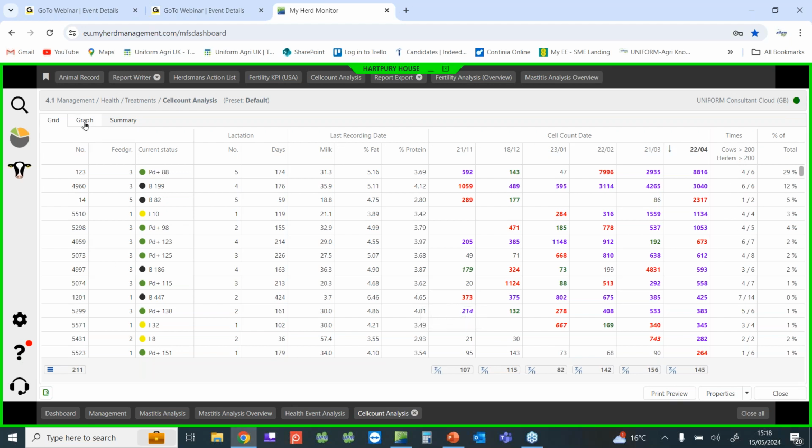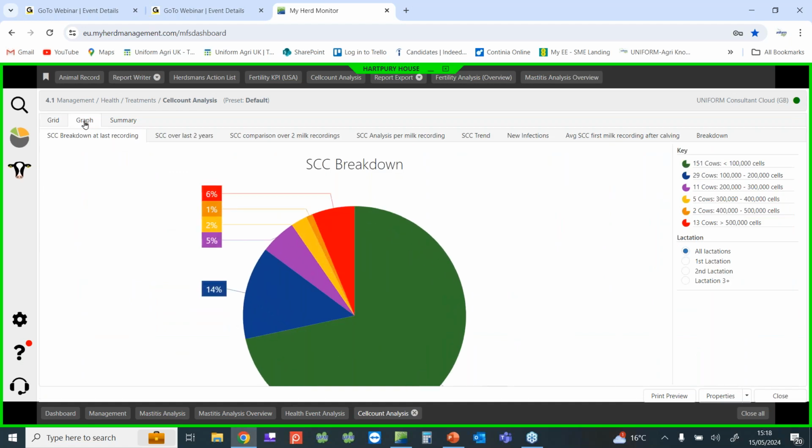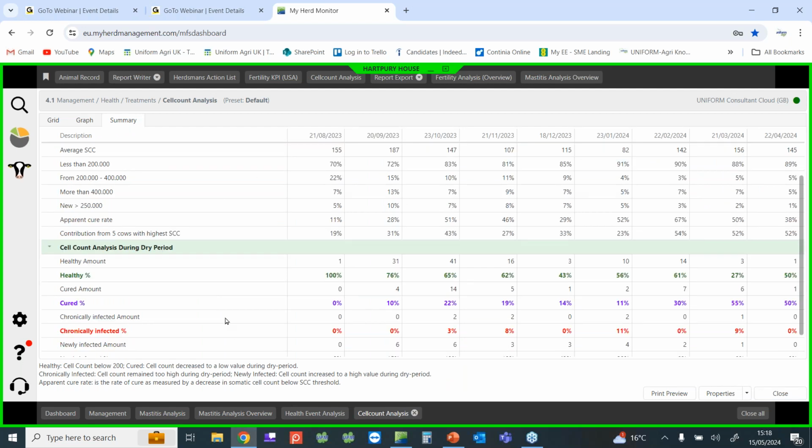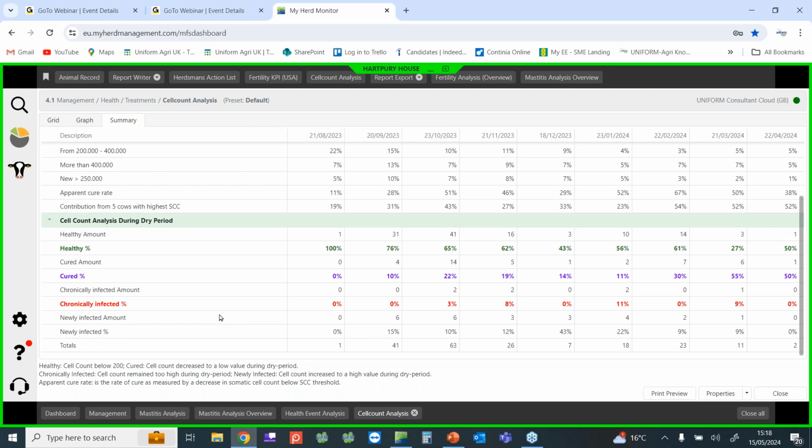We've got some really good graphs as well, so you can look at your cell counts through all sorts of ways, trends over time, how one recording compares to another, that sort of thing. And then there's a very good summary, which again you can build up your sort of cure rates, how many cows are chronics and that sort of thing as well.